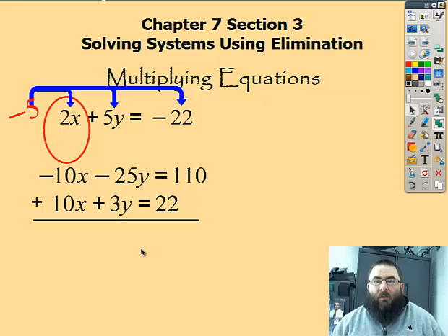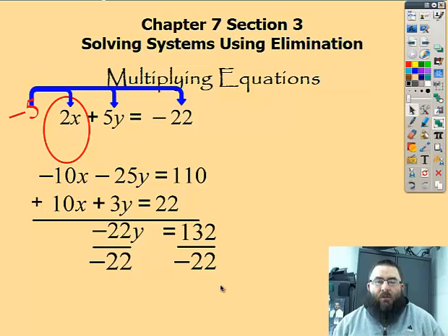And then just solve it like we did with the adding of equations. Negative 10x plus positive 10x gives you 0x. Again, we're not going to write that down. Negative 25y plus 3y gives us negative 22y. And 110 plus 22 gives us 132.